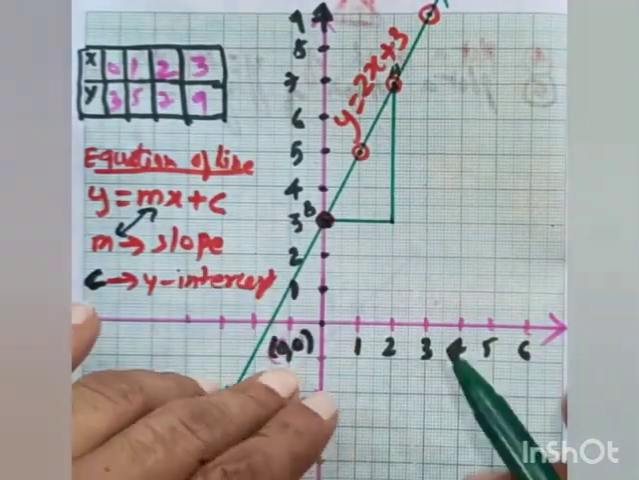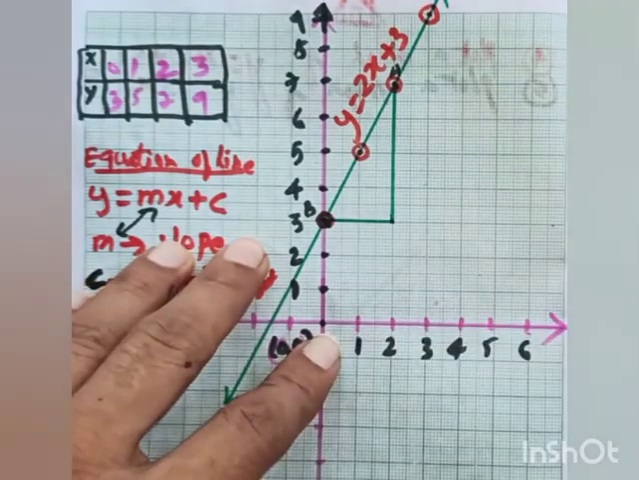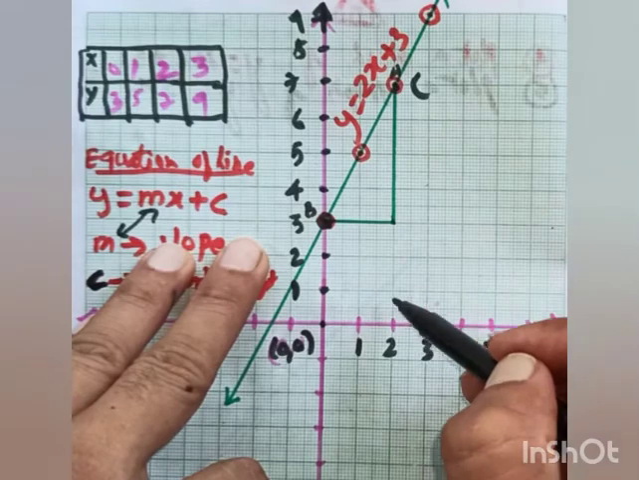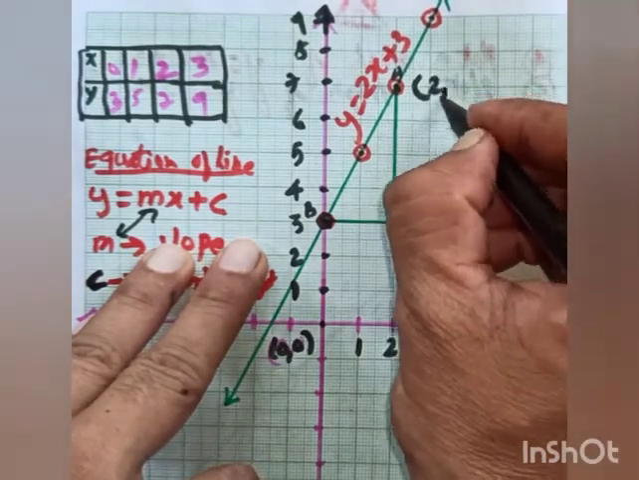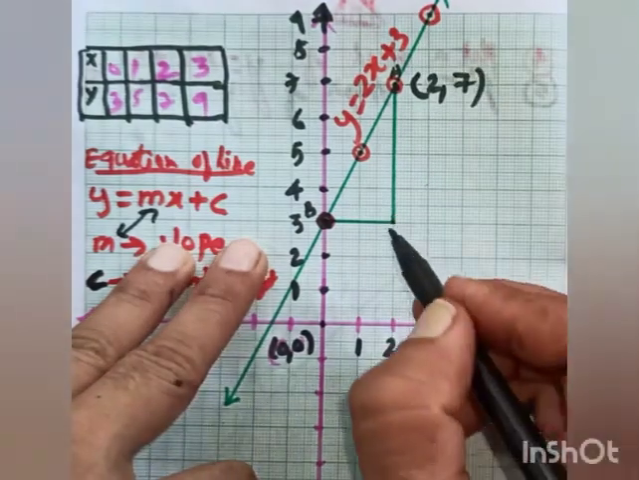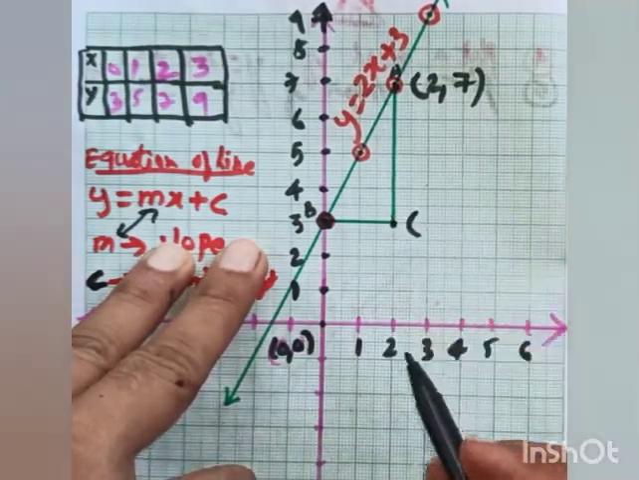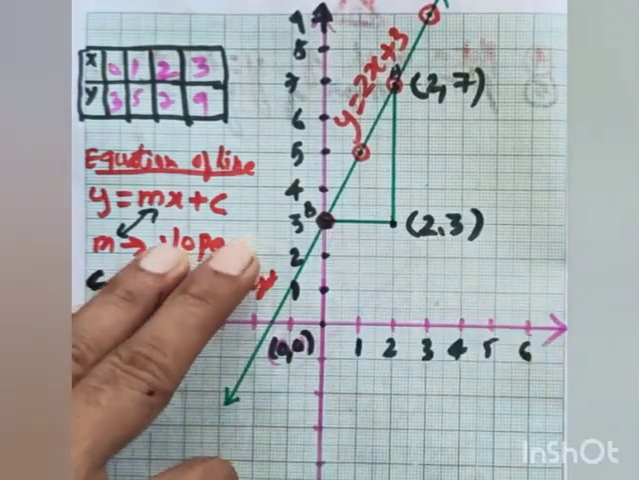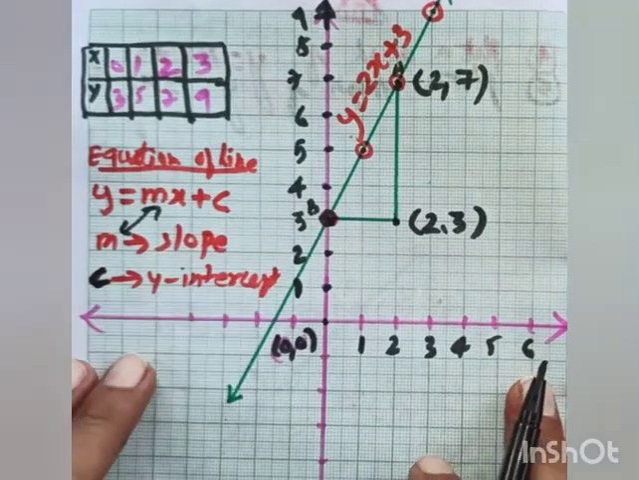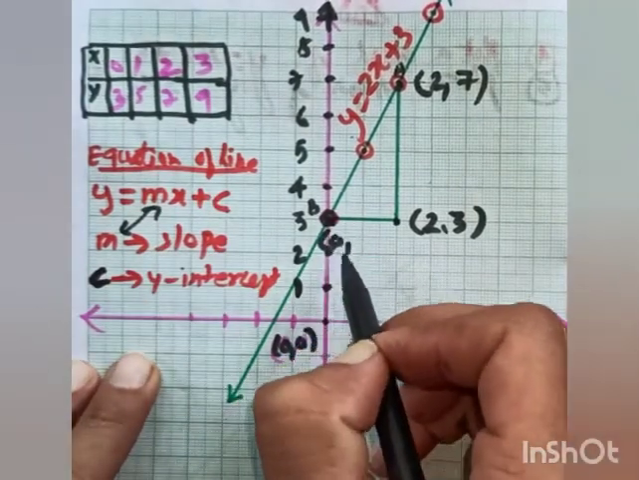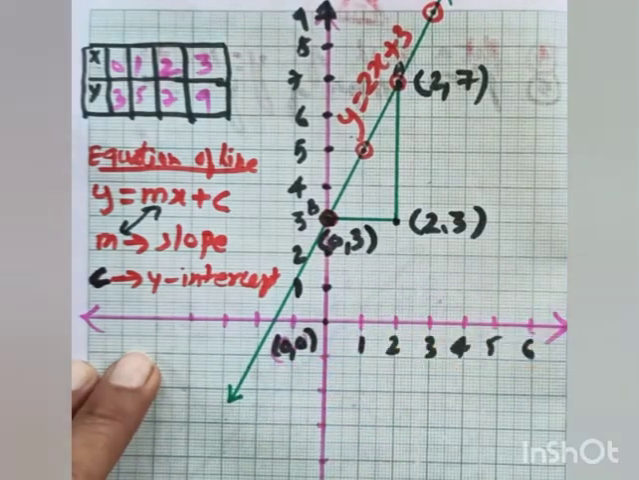Now the next step will be to find the coordinates of these points. How do we write them? If you see this x coordinate, you write it as 2, and this y coordinate you can see directly from here, it is 7. Next, for this point, x is 2 whereas y is 3. And for this point, x is 0, but y is 3. So with this understanding, now we can go for finding the slope.